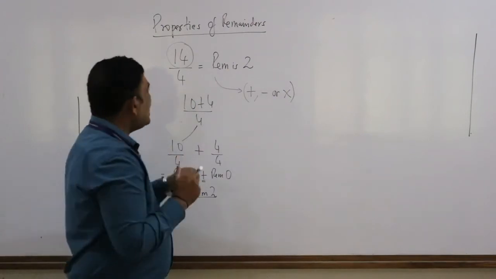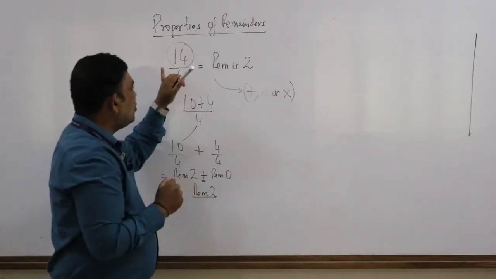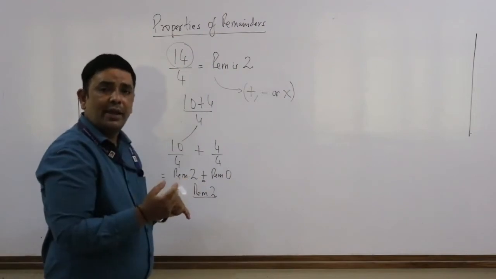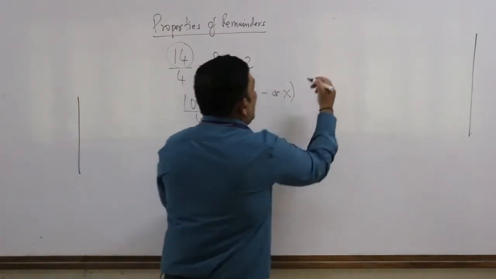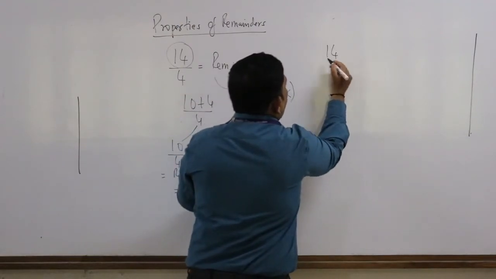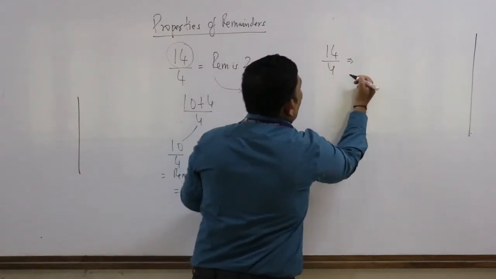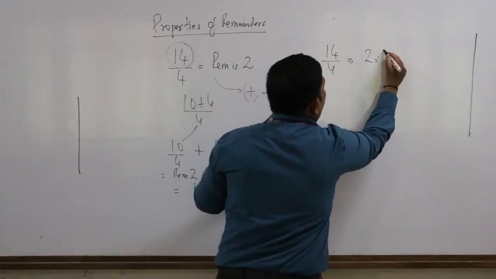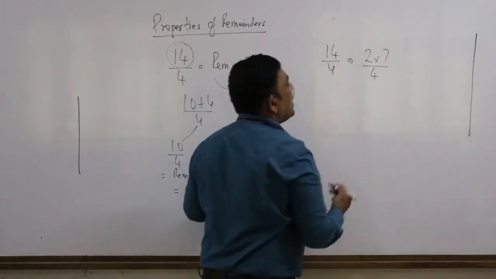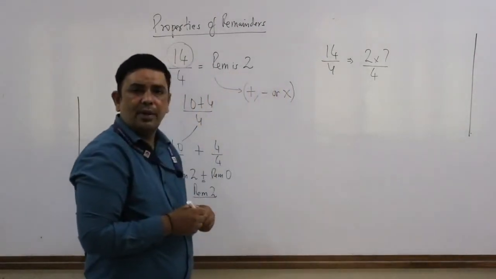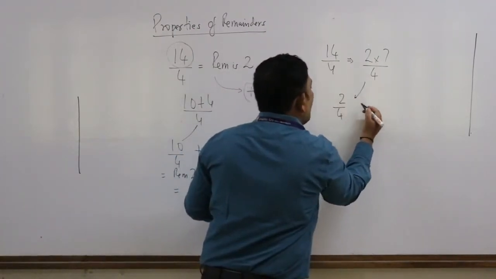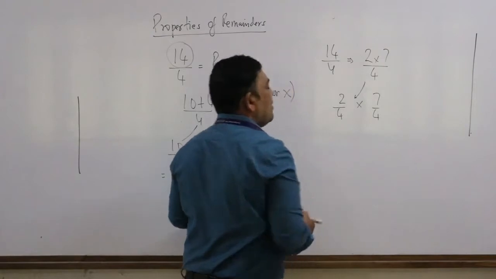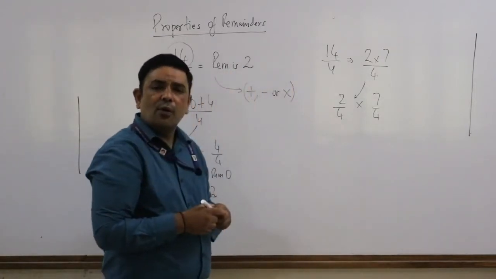Now somebody said, can I do this in a different way? Possibly using multiplication? Why not? So let me now again present 14 divided by 4, but now we write it as (2 into 7) divided by 4. How does it break? It gets broken as 2 by 4 and 7 divided by 4.